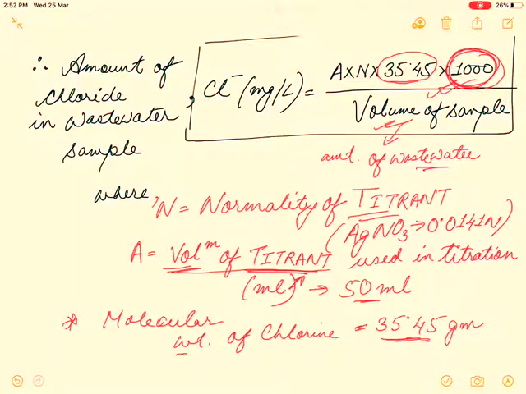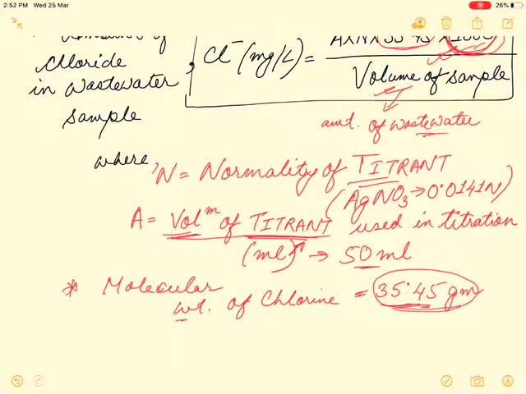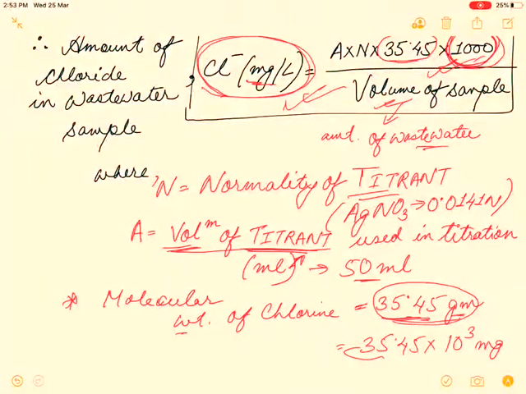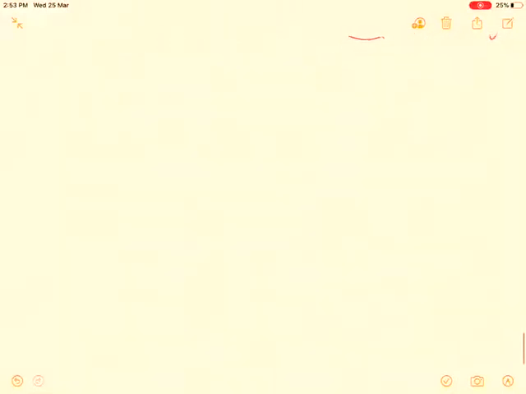Okay, students, so 1000. How did I get 1000? I'm just converting the units here. This is in grams, and we want it in milligrams per liter, so it will be 35.45 into 10 to the power 3 milligrams. We'll substitute all these values in this equation and we will get the amount of chloride ions present in your wastewater sample. So this is how to determine the chloride content.